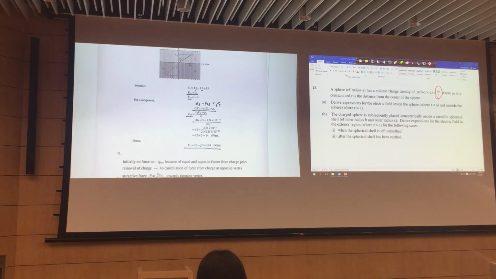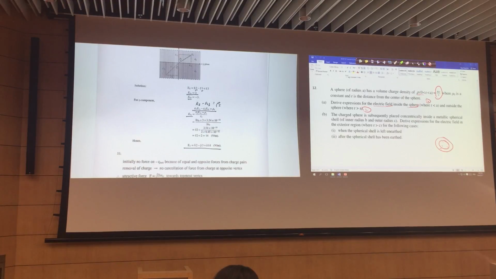On the right-hand side, when we apply Gauss's law, R is the distance from the center of the sphere. Derive the expression for the electric field inside the sphere and outside the sphere, so there are two radii. One is inside the sphere, then outside the sphere. We have this sphere with volume charge, not uniform. You have to do the integration.